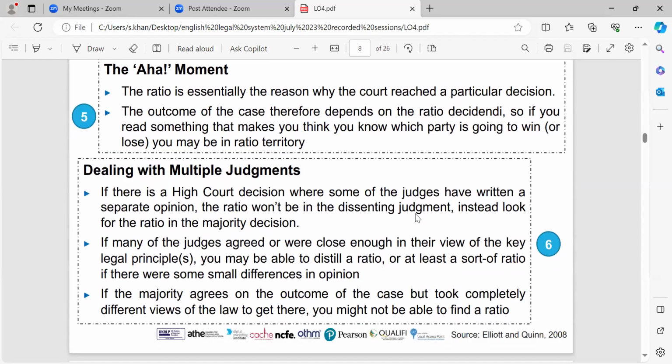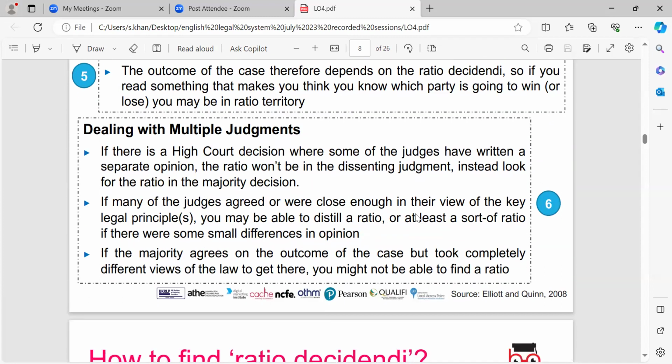The aha moment. The ratio is essentially the reason why the court reached a particular decision, and that's what I mentioned earlier on. The outcome of the case, therefore, depends on the ratio decidendi. So if you read something that makes you think you know which party is going to win or lose, you may be in ratio territory.